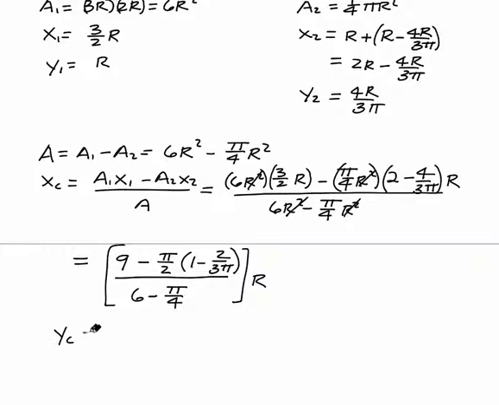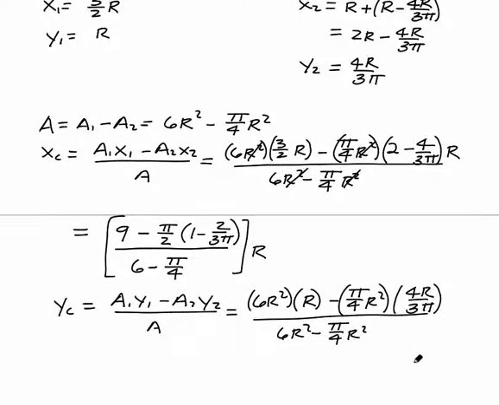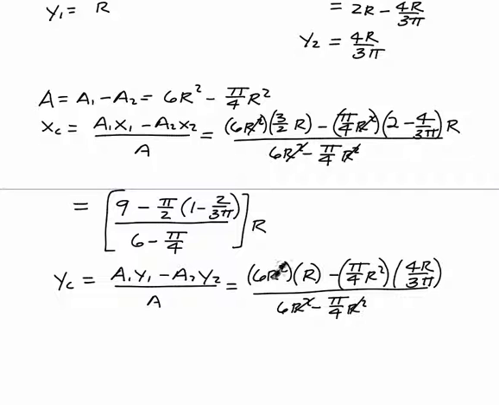And YC, that's A1Y1 minus A2Y2 divided by A. So that's equal to 6r squared. Y1, we said was r, minus pi over 4 r squared. And this one is going to be 4r over 3 pi. And that gets divided by 6r squared minus pi over 4 r squared. And simplifying that only slightly here by canceling out the r squares.